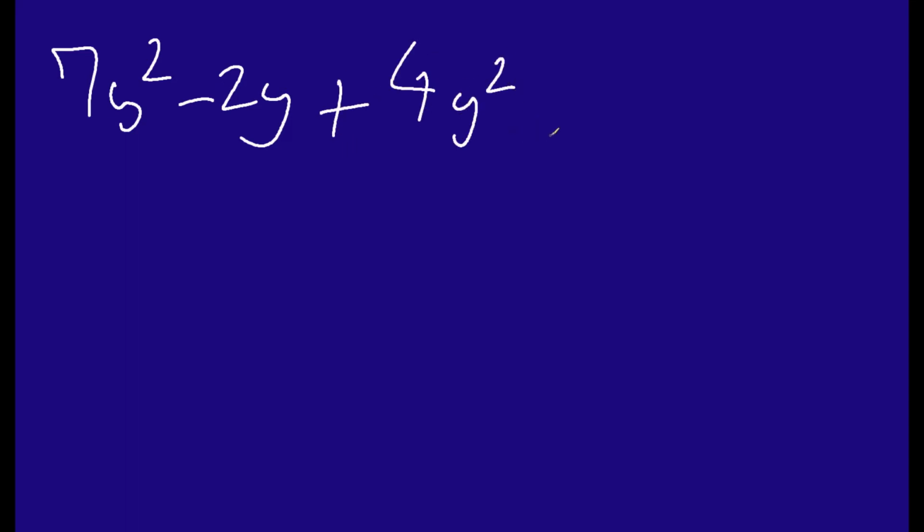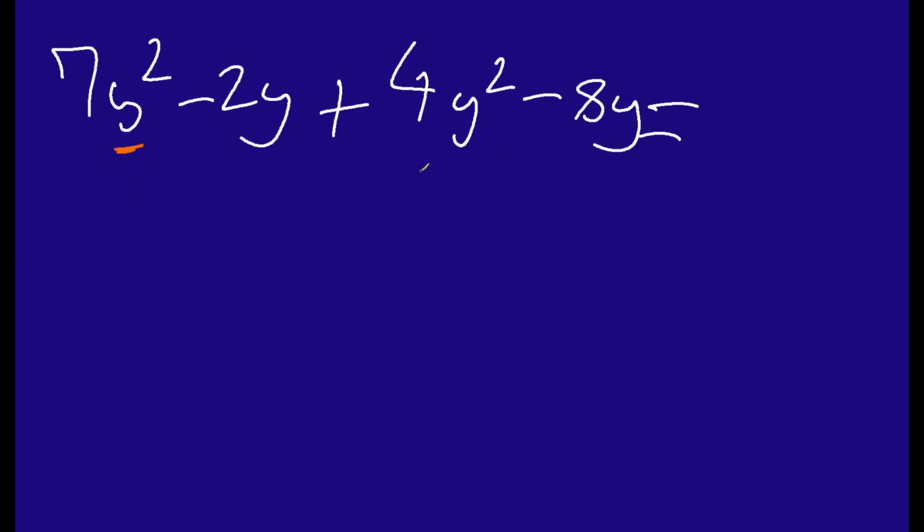We got 7y squared minus 2y plus 4y squared minus 8y. All right, now this one is a little bit more challenging, but again, it's not that deep. So what do we do like normal? We combine the like terms.